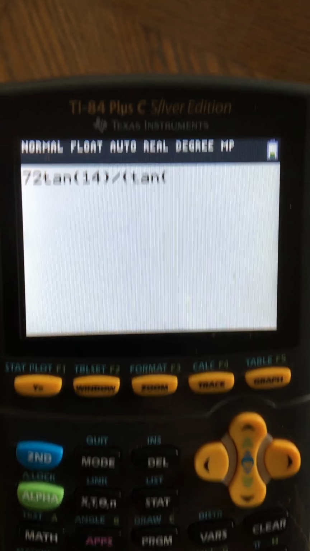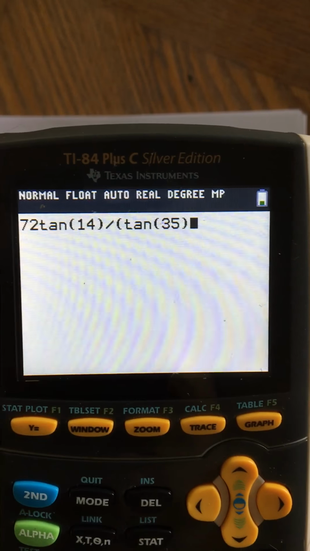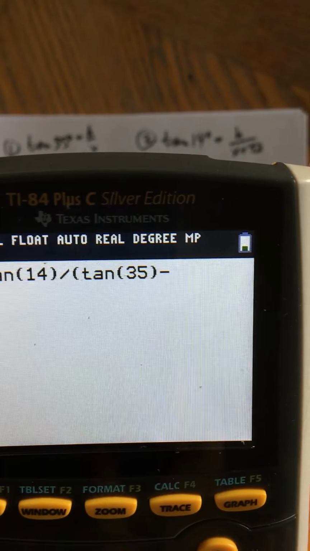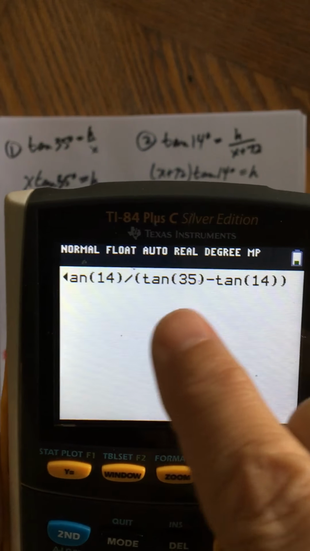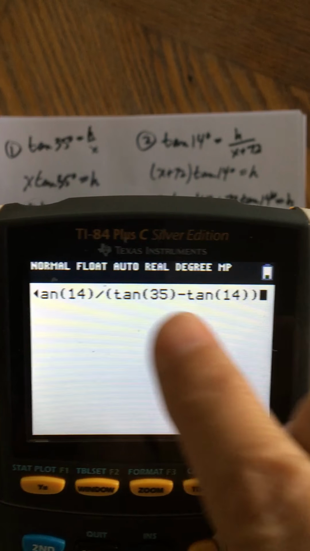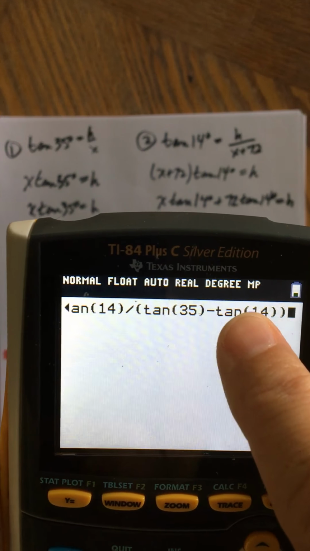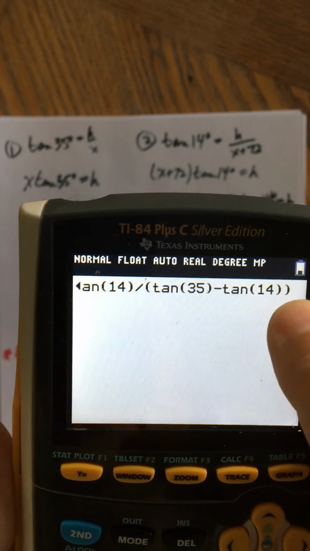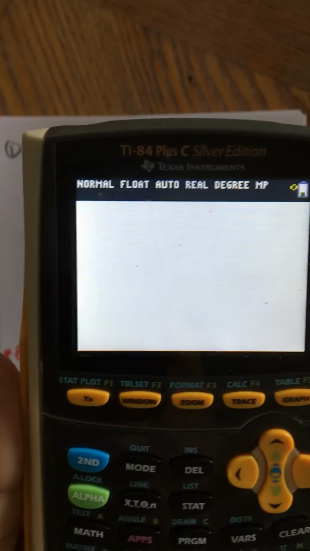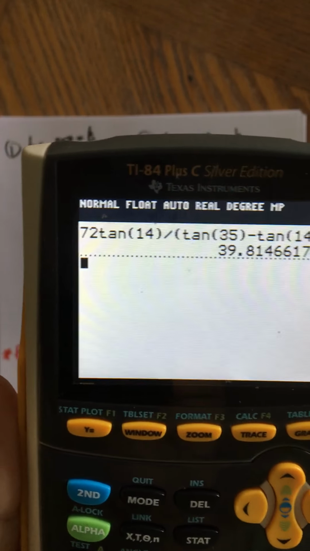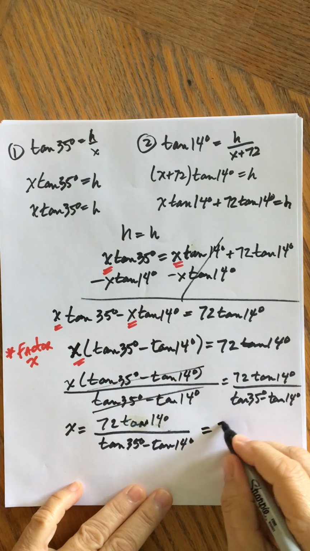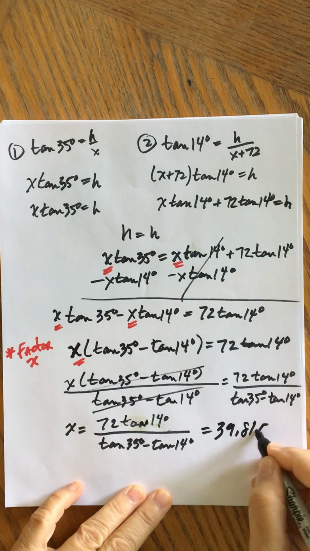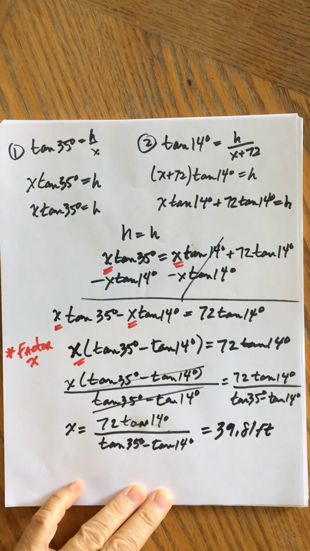So we have tangent 35, close that up, minus tangent 14, close that up. And this is the really important part right here. This first parentheses closes the input to the tangent function. But this parentheses closes that. Now press enter. 39.81 feet. All right. So that's our answer for x, the width of the river. 39.81 feet.